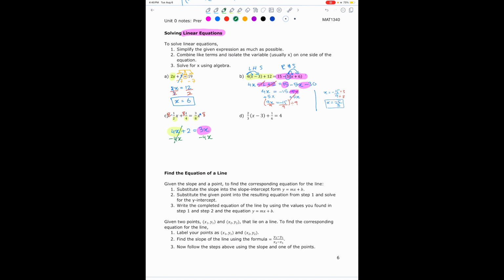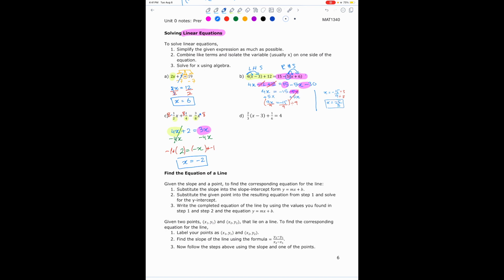These will cancel together. On the left-hand side, I will have the 2 equals 3x minus 4x is negative x. I'm not interested in negative x, so what do I do to eliminate the negative? I will multiply with negative 1, and I have to do that on the other side as well to keep the balance. So I will end up with x equals negative 2, and that is the final answer.